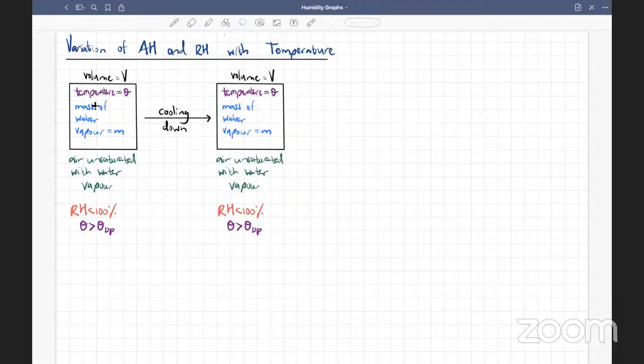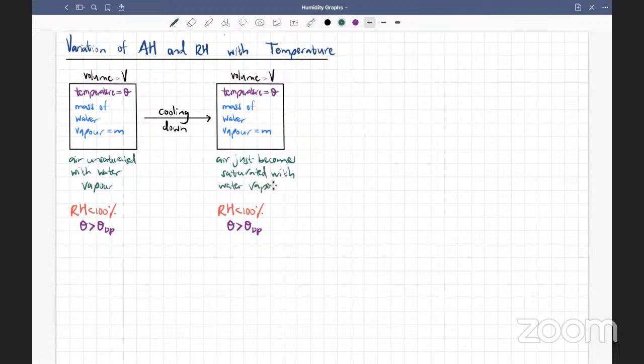Now, when you cool down, at one point, what will happen? Air just becomes saturated with water vapor. Correct? When you cool down, air just becomes saturated with water vapor.